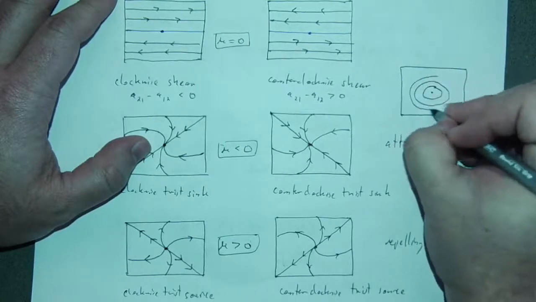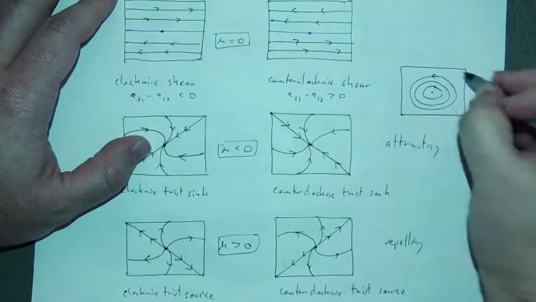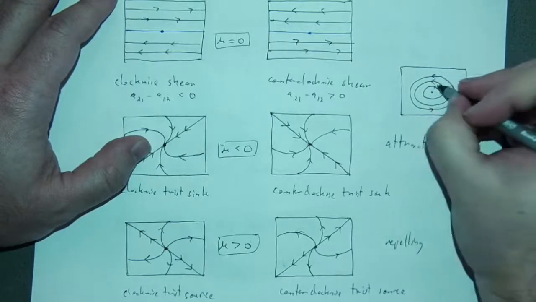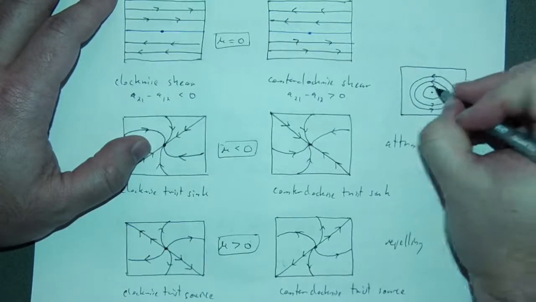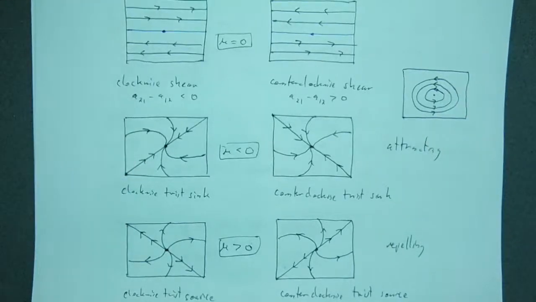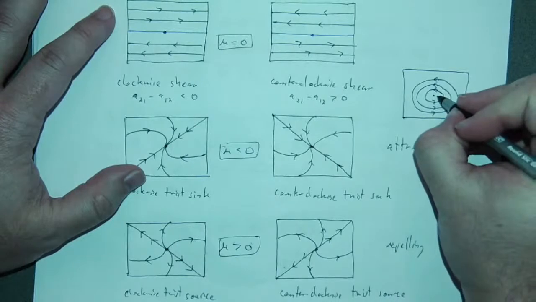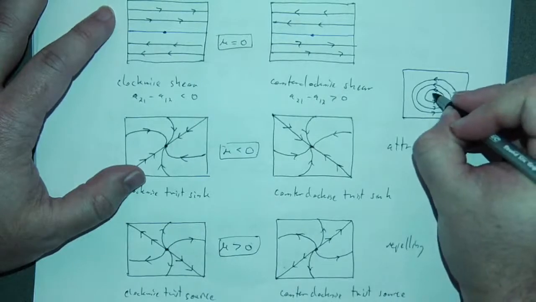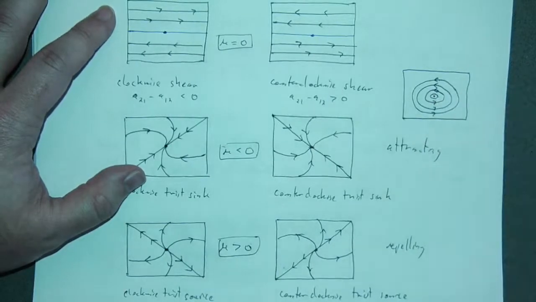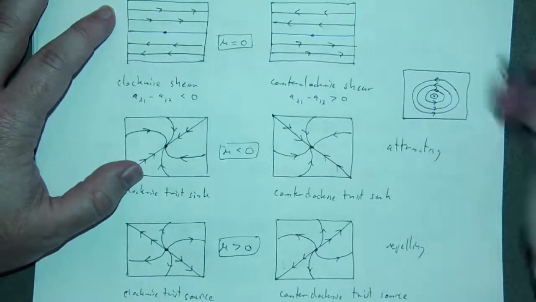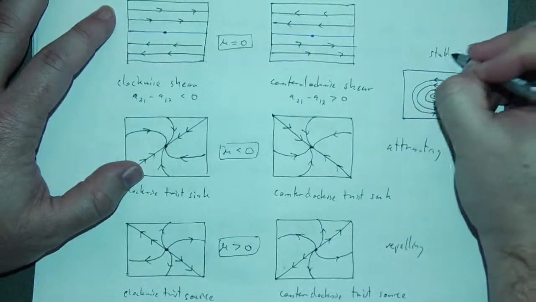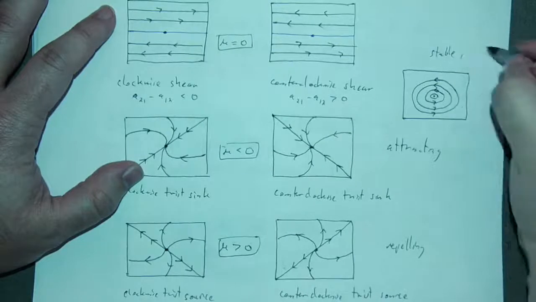It doesn't matter whether it's clockwise or counterclockwise. Let's say it's counterclockwise. There. So it's a center. Notice if I pick any point near it, that point is just going to orbit around it like this. So this is stable, but not attracting.